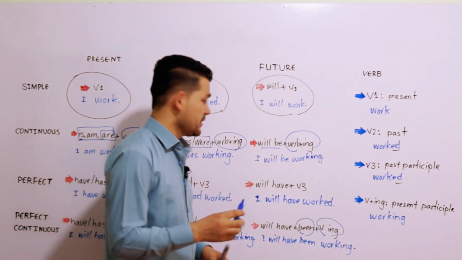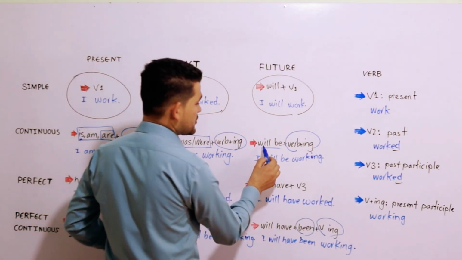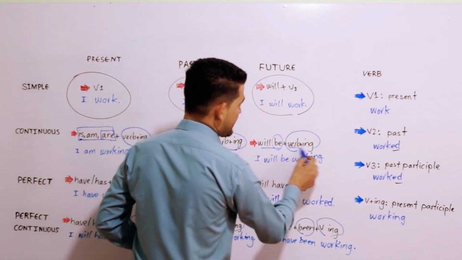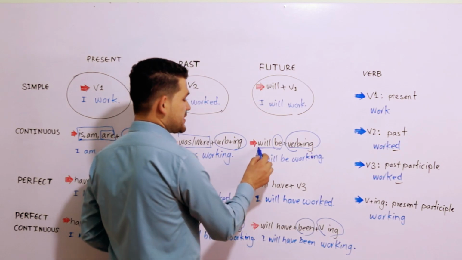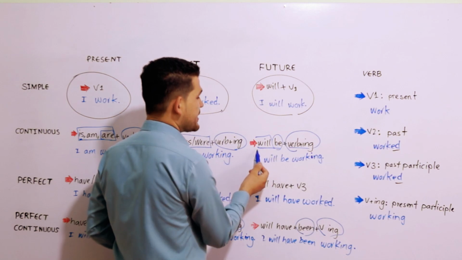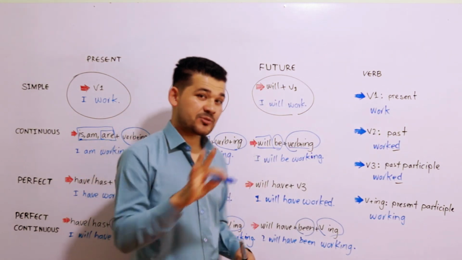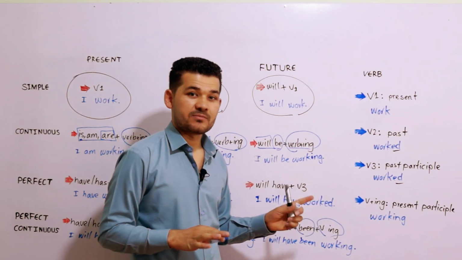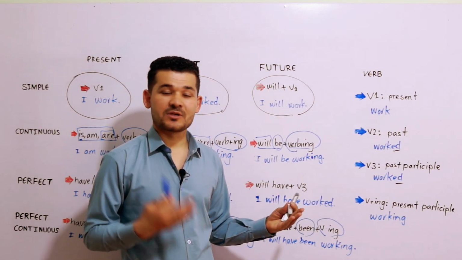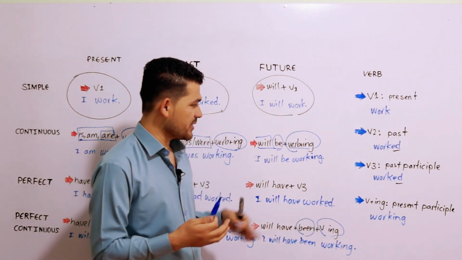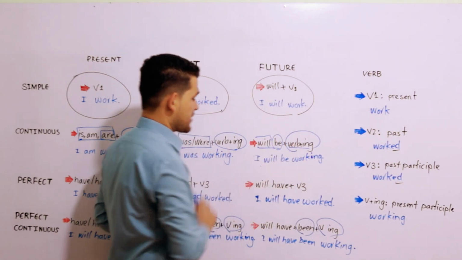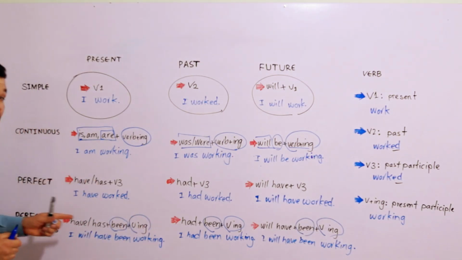If you want to talk about the future, we are going to use will be. We must have a to be verb because it is progressive and we have verb ing. And which one shows our future? This one is will. After will, we have the base form of the verb be, will be. So with all the subject pronouns, we can use will be. I will be working. He will be working. She will be working. They will be working. So this is future progressive.